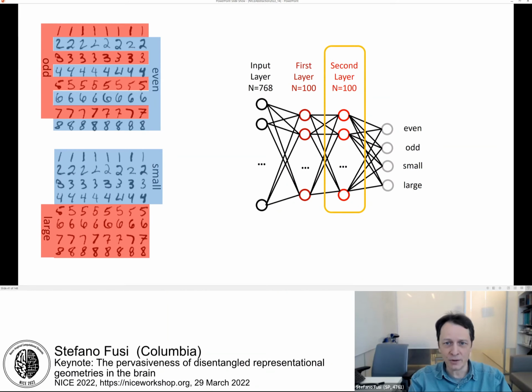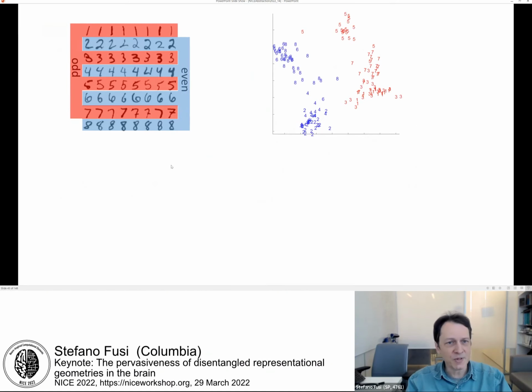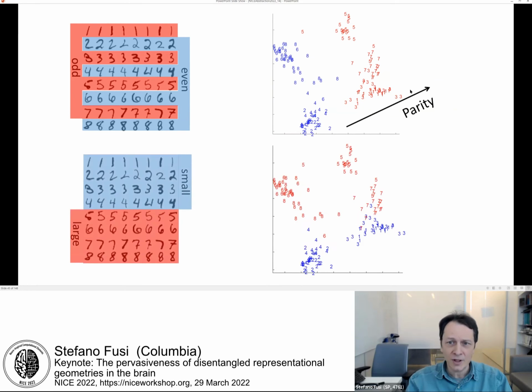So let's focus on the second layer, and let's look at the representations. So I projected the representations in a low-dimensional space using multidimensional scaling. And now you can see these are many different instances that we use for testing the network. And you see that they are arranged very nicely at the vertices of a square. And I colored the digits according to whether they're odd or even in this case. But you can clearly see that parity is encoded along this direction, and magnitude is encoded in the orthogonal direction.